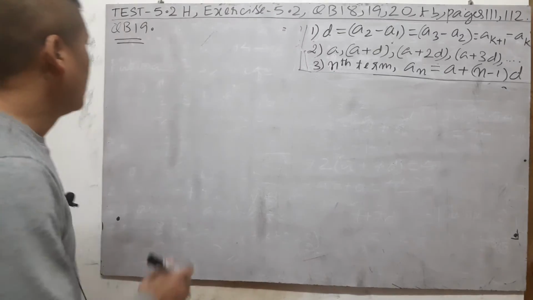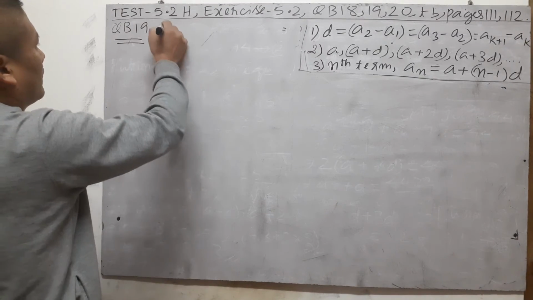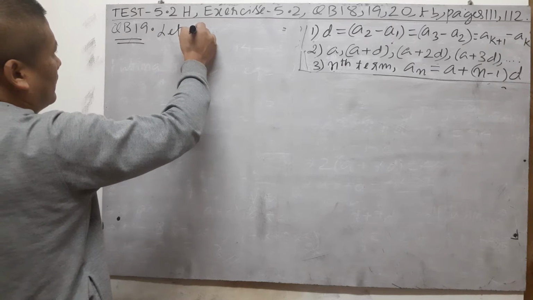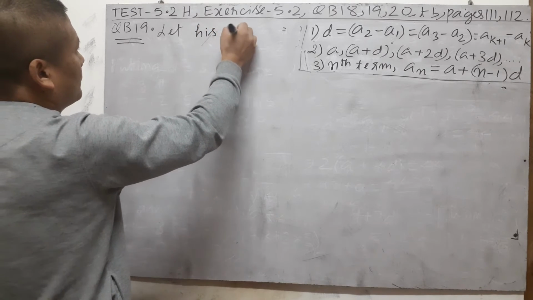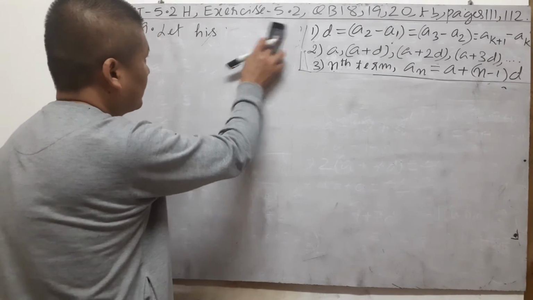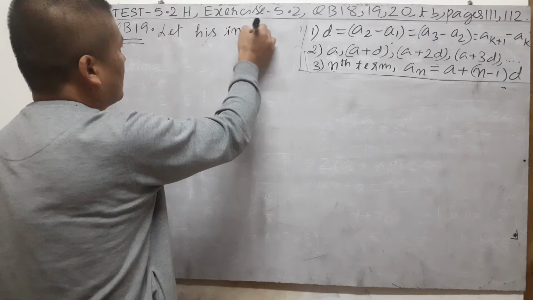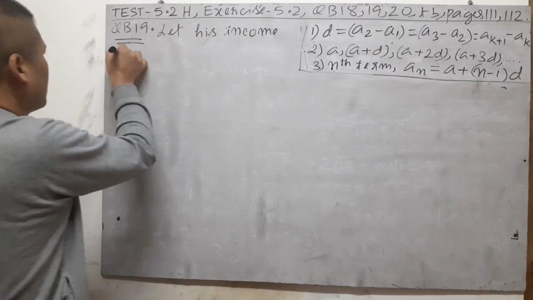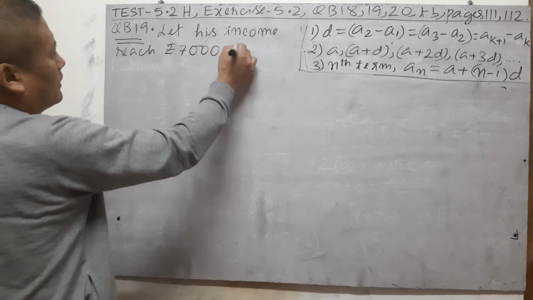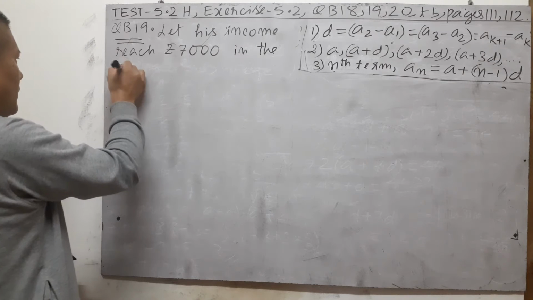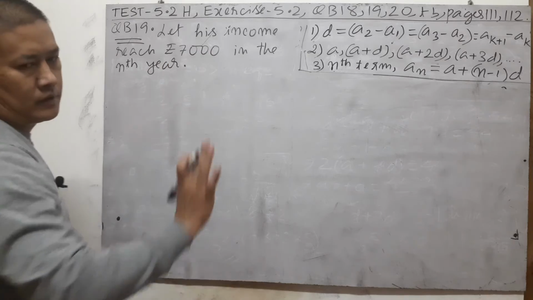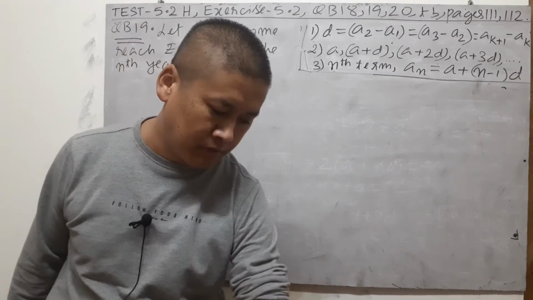So let us just write here. Let his income, Mr. Rao income, let his income reach rupees 7,000 in the nth year. We're trying to find that. We don't know. In the 5th year or the 7th year, we don't know. We're going to find what is this n value.